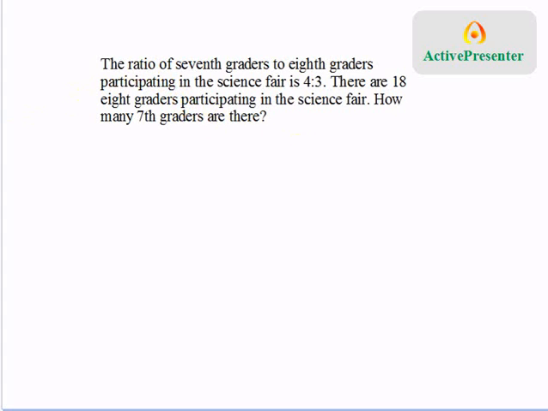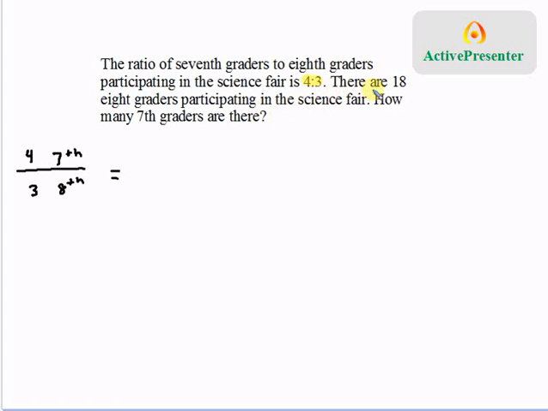We have one here where it says the ratio of 7th graders to 8th graders participating in the science fair is 4/3, and there are 18 8th graders participating in the science fair. Then how many 7th graders are there? We know that we have a ratio already in place for us, the ratio of 7th graders to 8th graders. So if we were to write it out, we would say 7th graders and 8th graders, and the ratio is 4:3. So 4 7th graders to 3 8th graders.